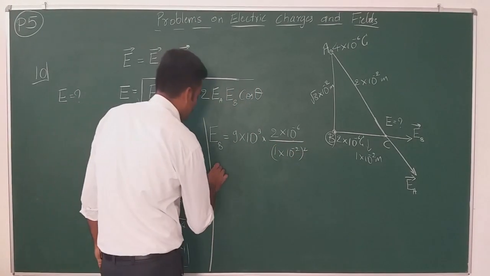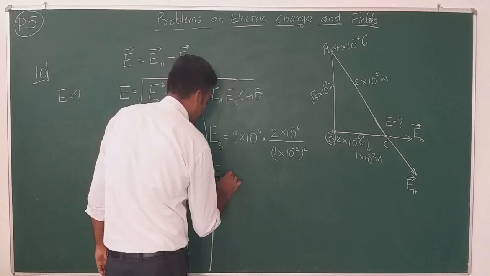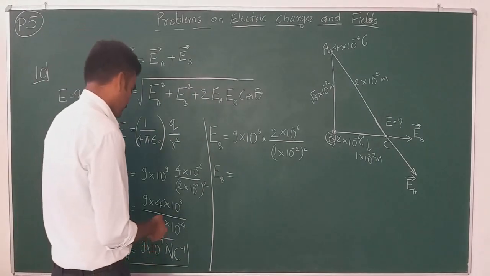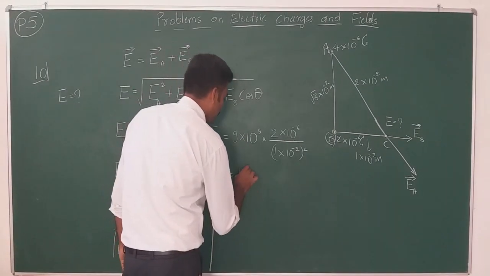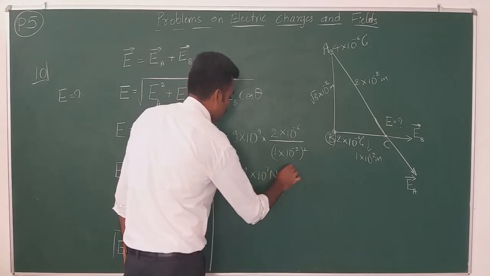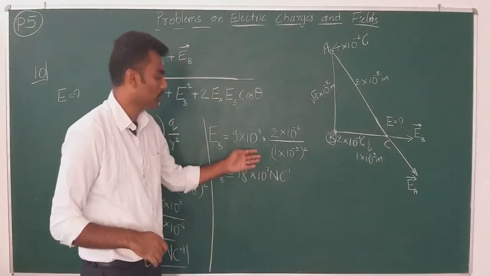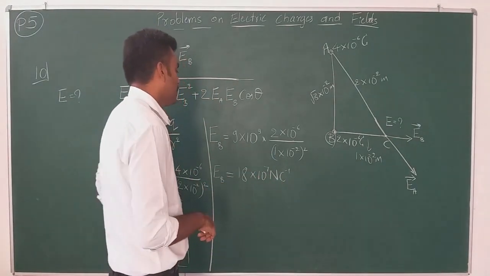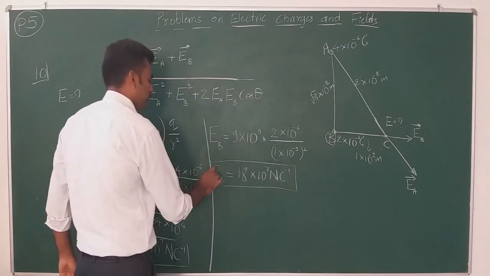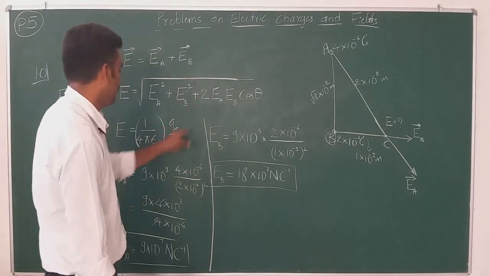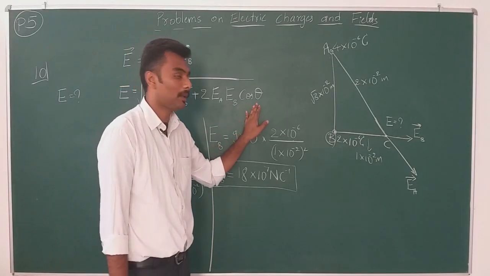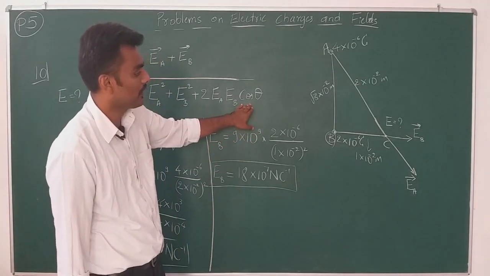Now simplifying this, we will get EB is equal to 18 into 10 to the power of 7 Newton per coulomb. Do one more step and finally keep the answer. So this is what is EA and EB. We have the values of EA and EB, but we do not have the value of cos theta, right? We still need cos theta.